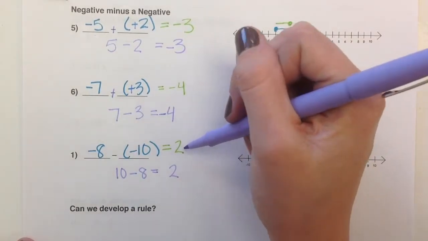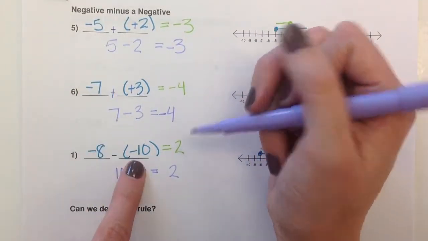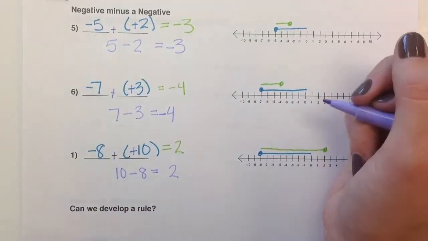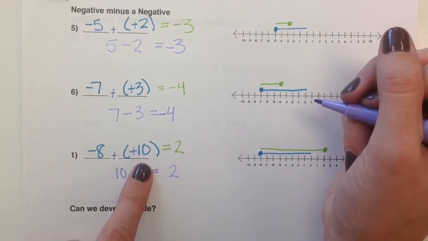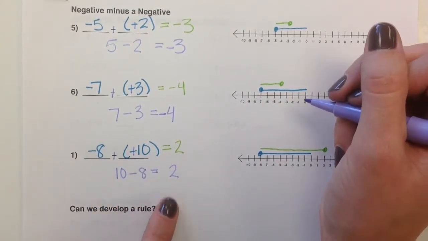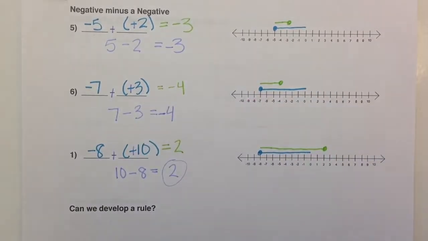Well, how is it positive? Same idea as up here. Subtracting a negative is the same thing as adding a positive. So I've got 8 negatives, I've got 10 positives. There are more positives, so it's a positive result.